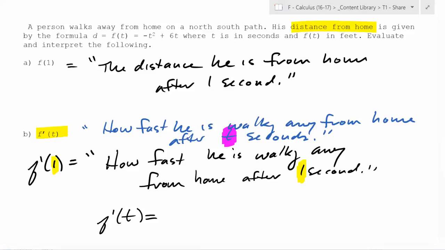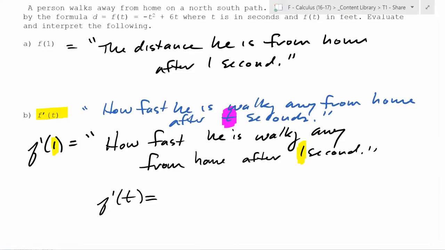Can someone raise their hand and tell me what is f prime of t? T plus 6. Careful, keep going. Negative 2t. -2t plus 6. Because what do you do with the exponent? Multiply. You bring it to the front. What's the leading coefficient of the original function? -1. So it becomes -2. And what does the exponent do? You drop the exponent down 1. And oh, look at that.